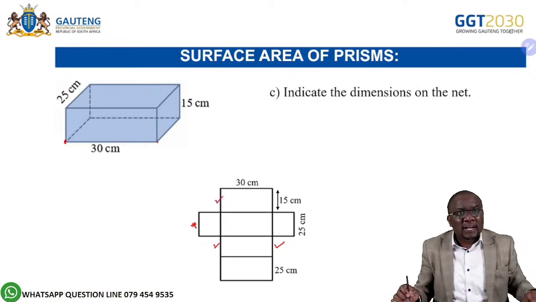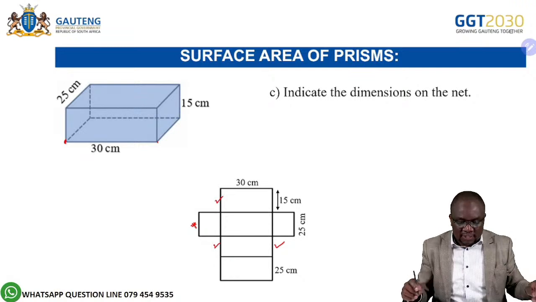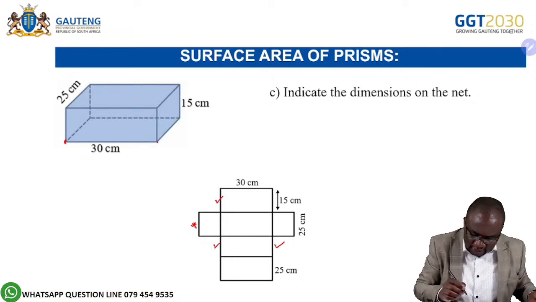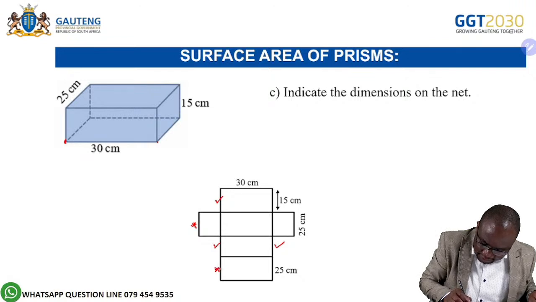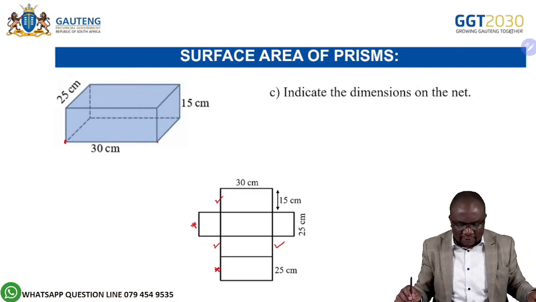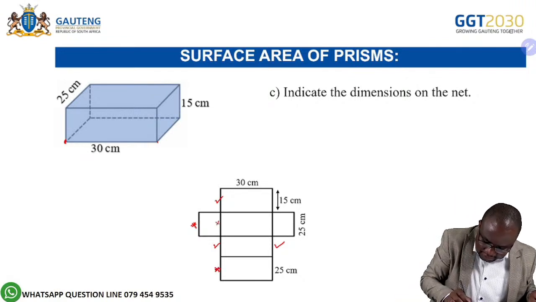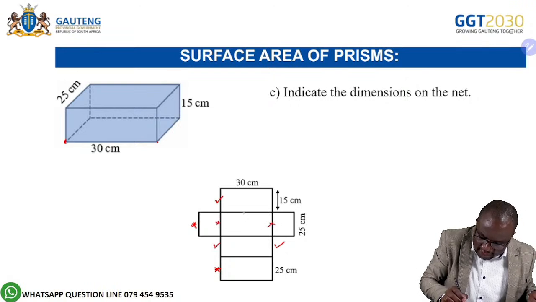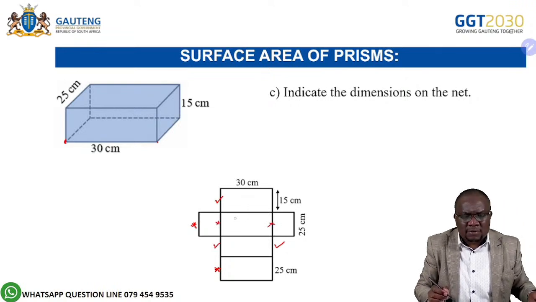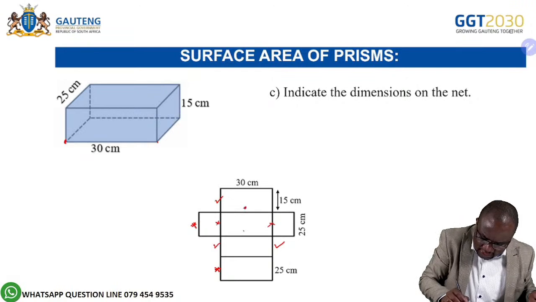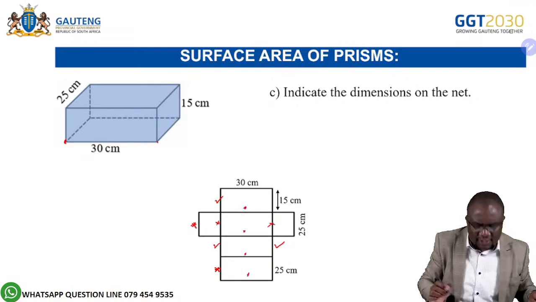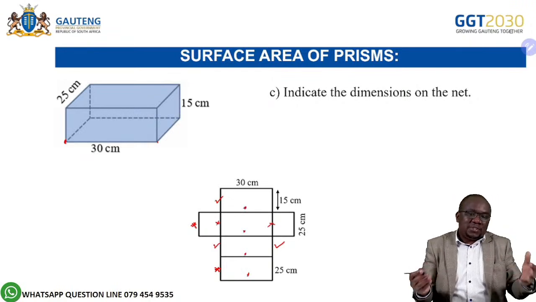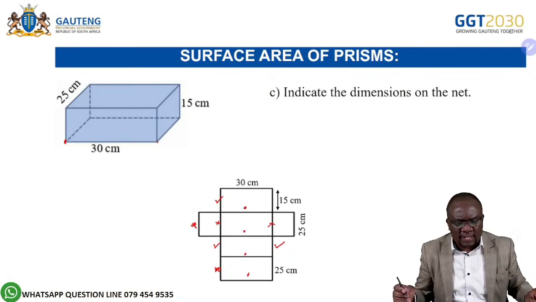You see that? According to my net, remember I said your net may be different from mine. Right, 25, this is going to be 25. I'm putting a star for 25. This is going to be 25 here. This is going to be 25. And then these ones are 30s. Now, what do I use for 30? A dot. These are 30s. You see that? These are 30s. You see that? Okay. So we just wanted to indicate the dimensions on the net.